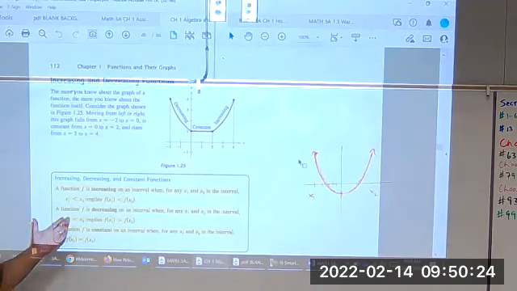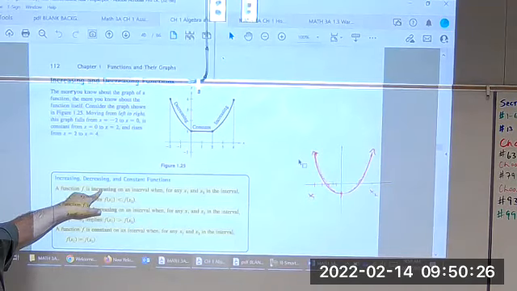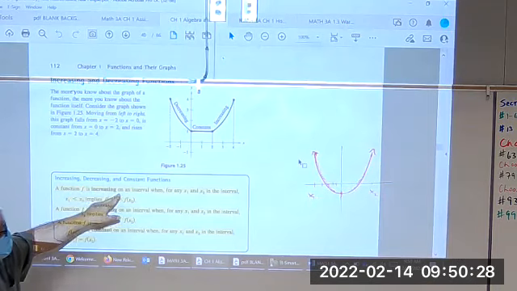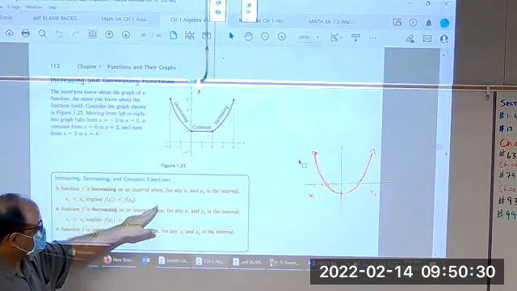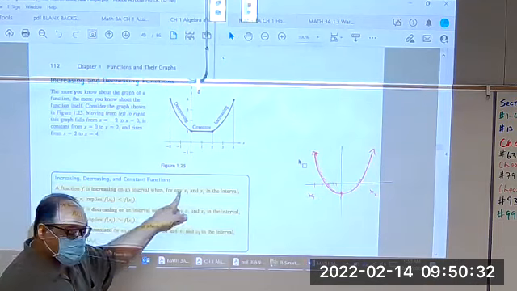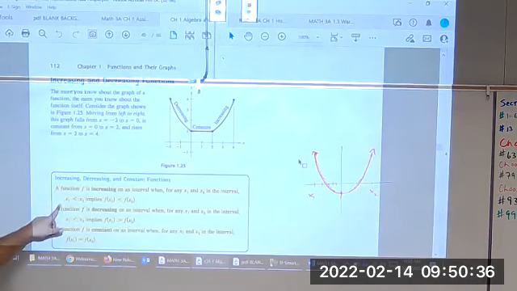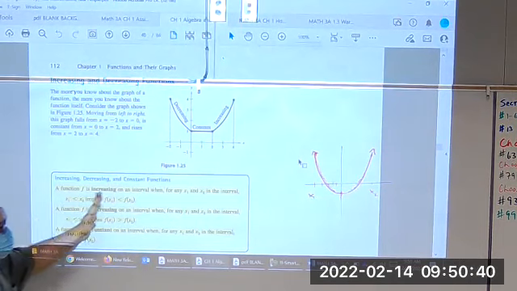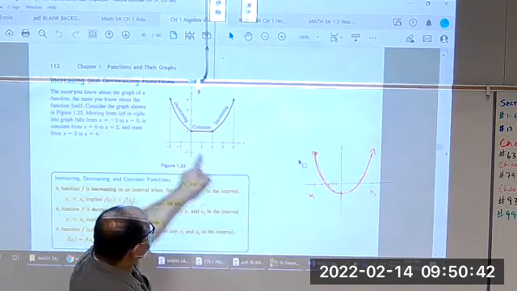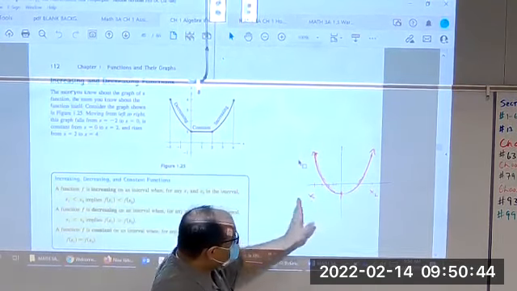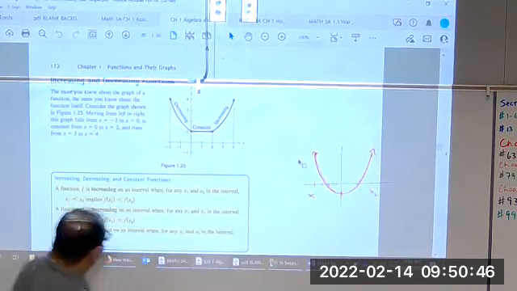Don't worry about writing this down, but a function is increasing on an interval when for any two x values, x sub 1 and x sub 2, in the interval, x sub 1 is less than x sub 2. So that establishes going left to right. The x sub 1 value is always to the left of the x sub 2 value.